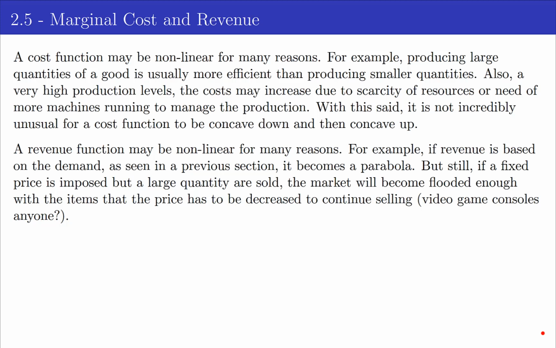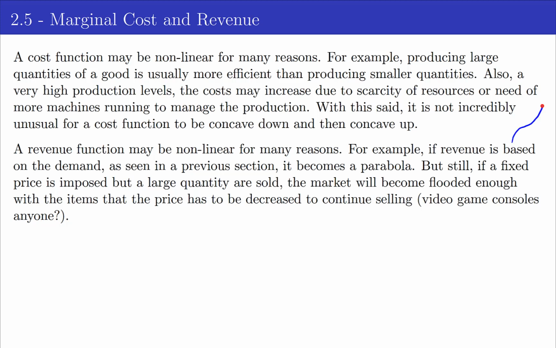In this lesson, we're going to extend our cost and revenue discussion to talk about marginal cost and marginal revenue. First off, a cost function is generally not a linear function. Usually, as you produce enough quantities of a good, it becomes more efficient than producing smaller quantities. You may also have extremely high production levels. There might be a scarcity of resources, or something that makes it more expensive once you have extremely high production. So with that said, it's not unusual to see a cost function that might look like this.